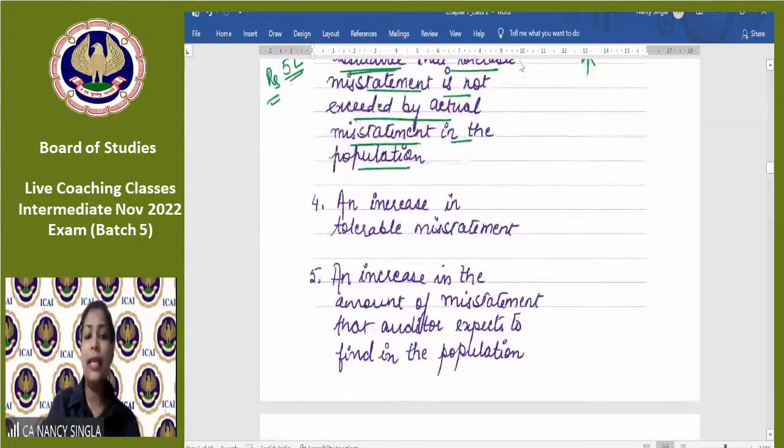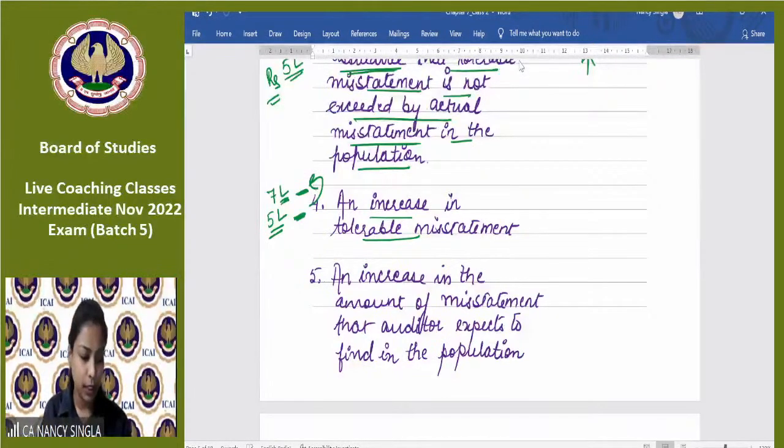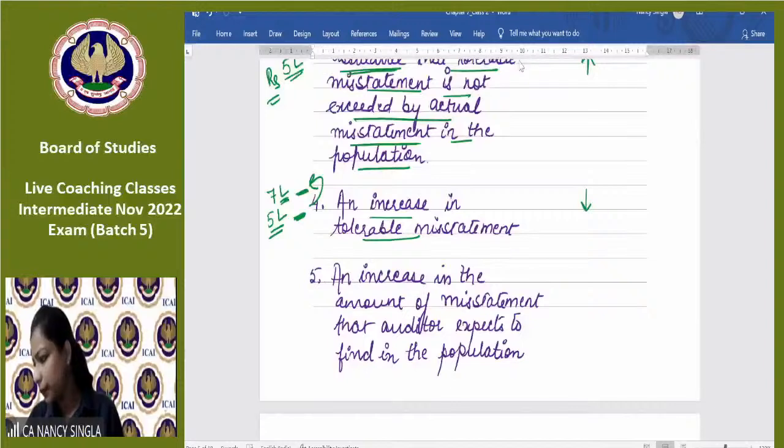Okay? An increase in tolerable misstatement. Earlier auditor was thinking that till 5 lakh I will tolerate, not more than that. But now auditor is saying okay, up to 7 lakhs is also fine. So compare the sample size from here to here. Will it increase or decrease? Tell me quickly, will it increase or will it decrease? It can be decreased.